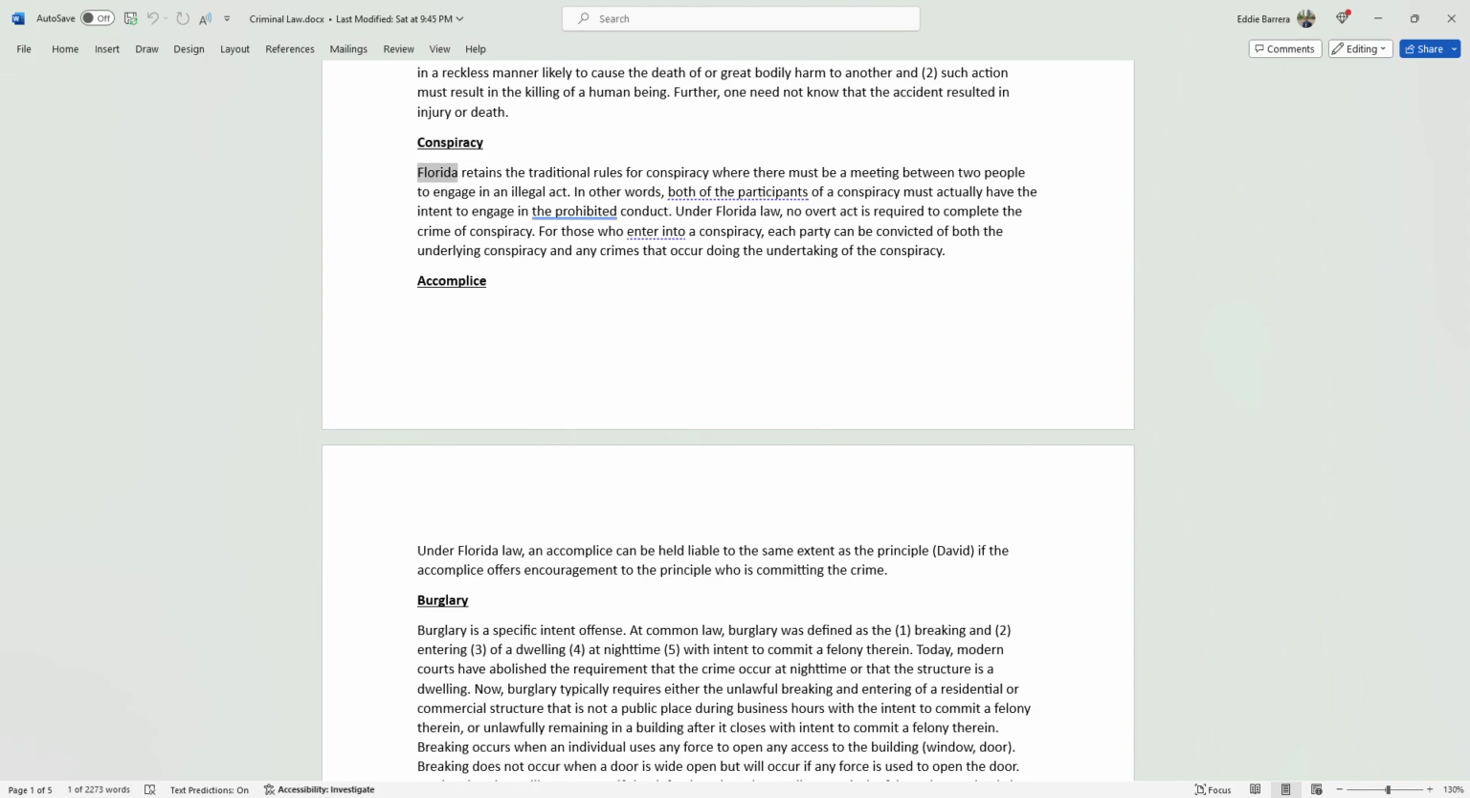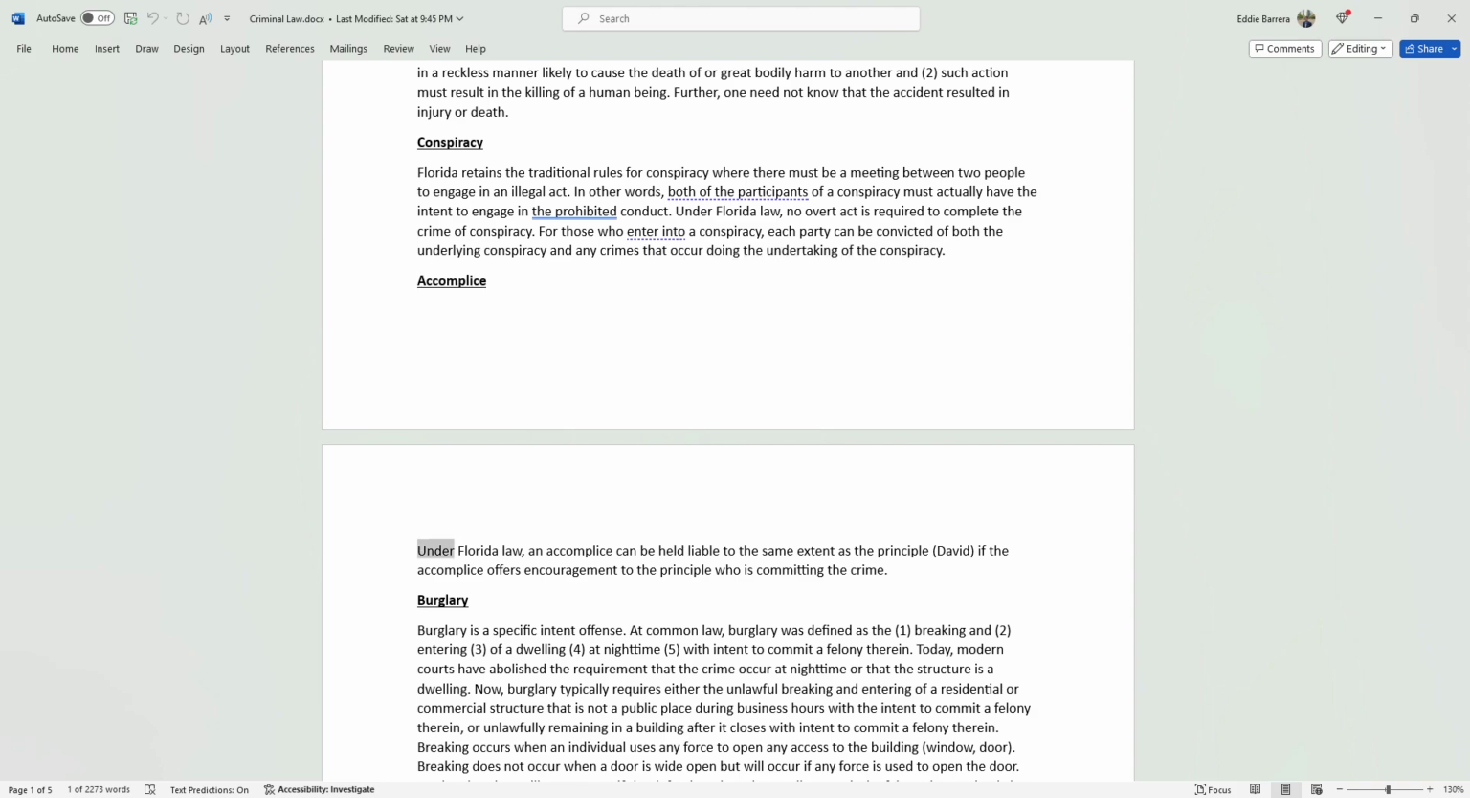Conspiracy. Florida retains the traditional rules for conspiracy where there must be a meeting between two people to engage in an illegal act. In other words, both of the participants of a conspiracy must actually have the intent to engage in the prohibited conduct. Under Florida law, no overt act is required to complete the crime of conspiracy. For those who enter into a conspiracy, each party can be convicted of both the underlying conspiracy and any crimes that occur during the undertaking of the conspiracy.